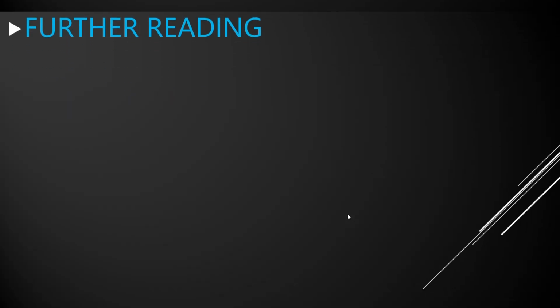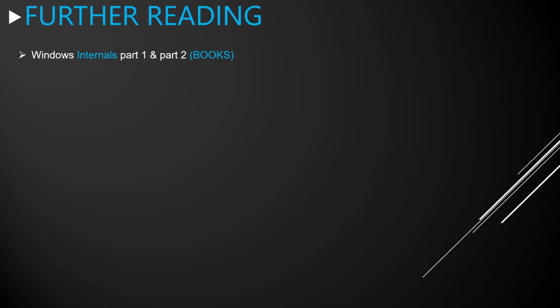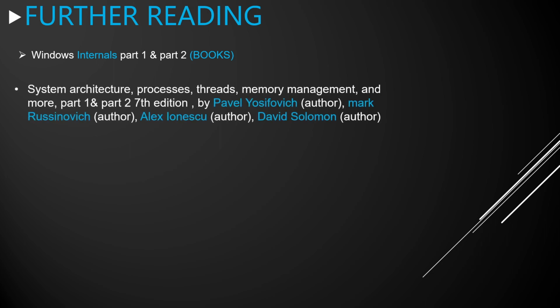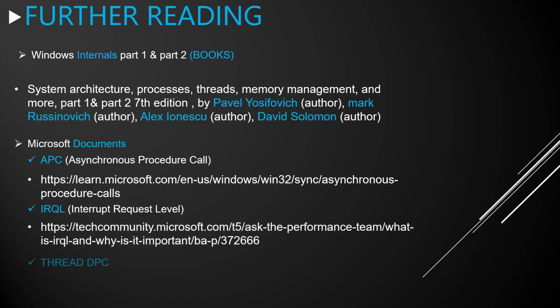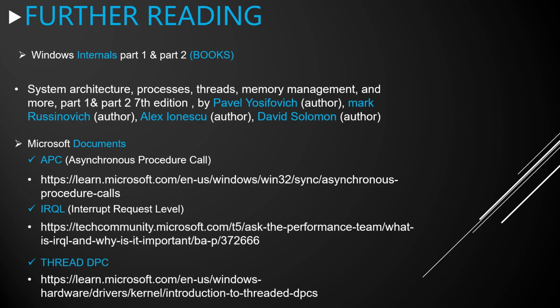And before we close, as we said, we will see the further reading. Again, I will recommend you the Windows Internals Part 1 and Part 2 books. Here we have the authors, and also here we have the documents of APC, IRQL and Thread DPC, the official documents from Microsoft, to read them. Also, we'll have everything in the description, so don't worry.